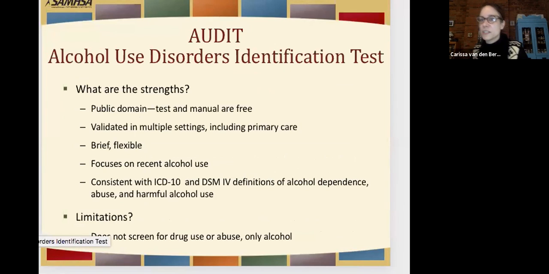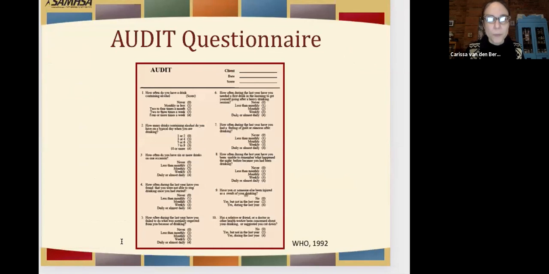Again, the diagnosis has much more validity coming from an AUDIT. As you can see here, the limitation is that you can't study alcohol. This is hard to see, but I can read off some of the questions. How often do you have a drink containing alcohol? And then people can say never, monthly, two or few times, and so on. How many drinks containing alcohol do you have on a typical day?